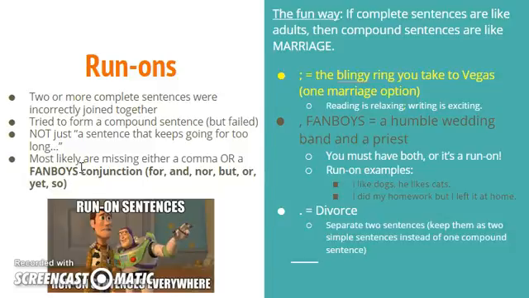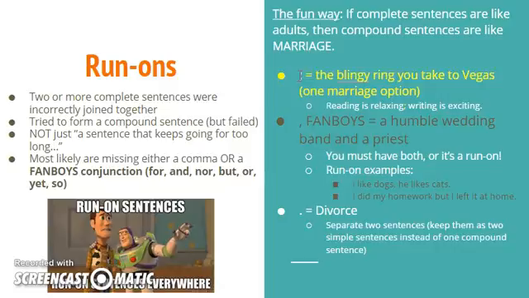So, that's the official way to remember run-ons. But if you need a fun way to think about it, remember that there's more than one way to make a compound sentence, and compound sentences are kind of like marriage. If you've got two complete sentences that are like adults and think they belong together, you can marry them into a compound sentence in one of three ways.